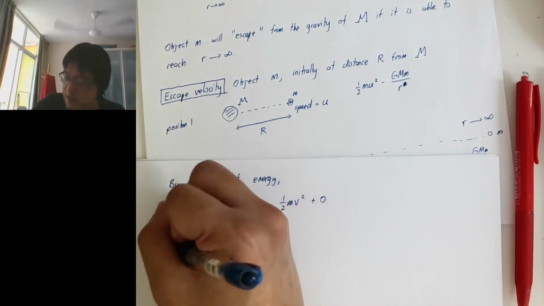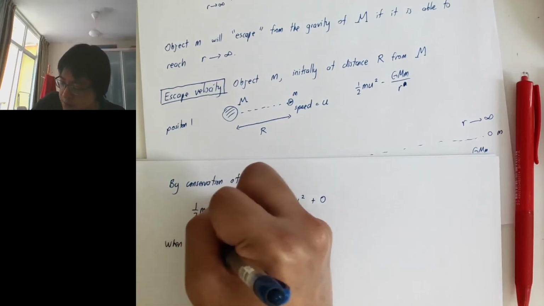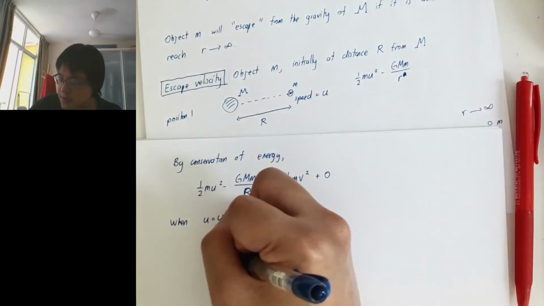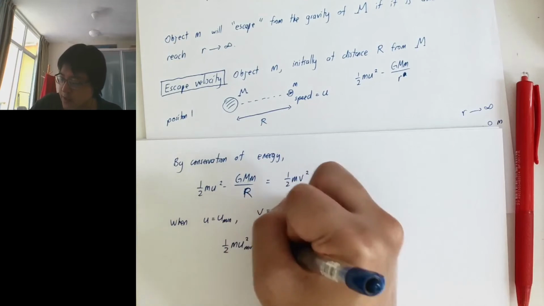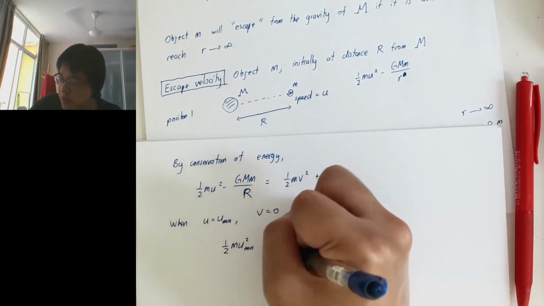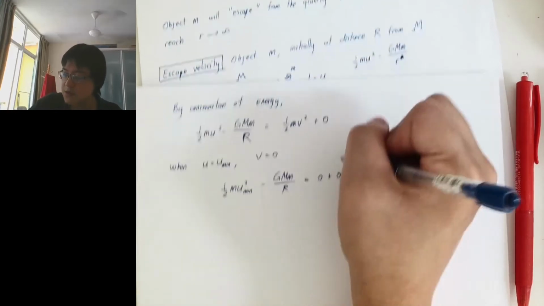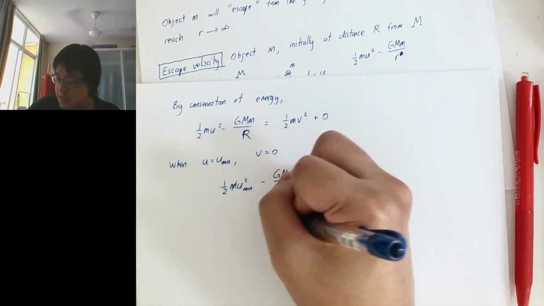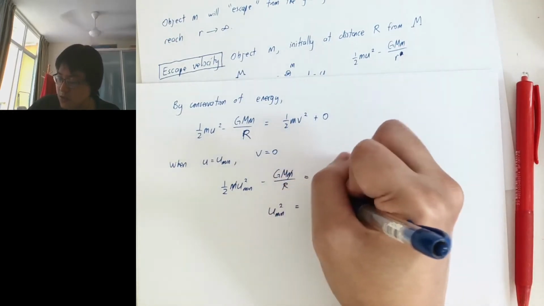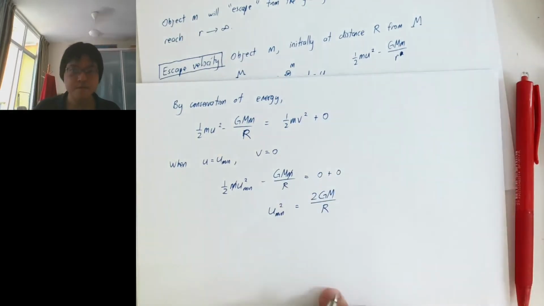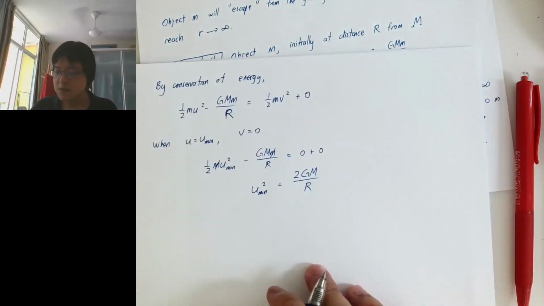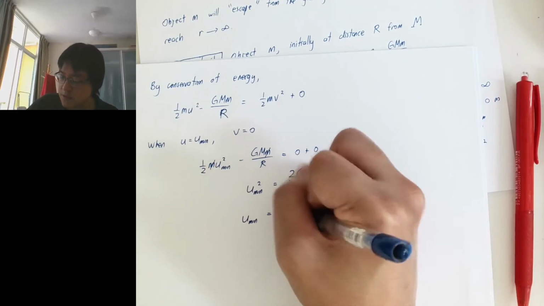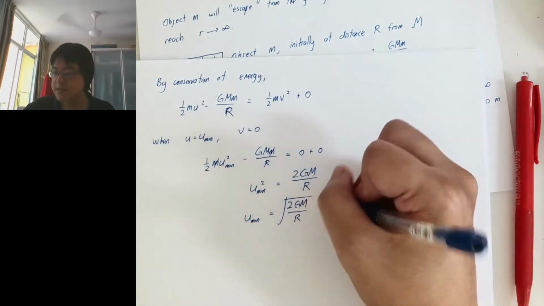So when my u is the minimum, v is 0. What is my escape velocity? I get half m u minimum squared minus GMm over r, and this part is 0. We can cancel m on both sides. I get u minimum squared equals 2GM over r. So the minimum velocity that you need is the square root of 2GM over r. So this is the escape velocity.